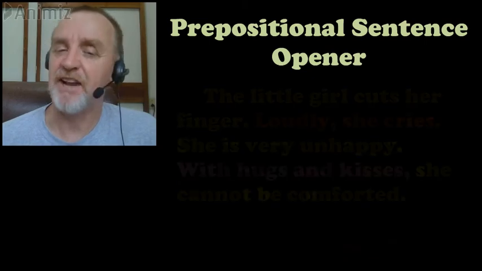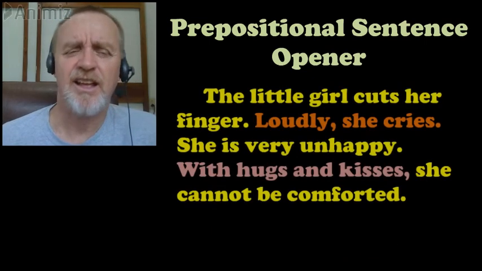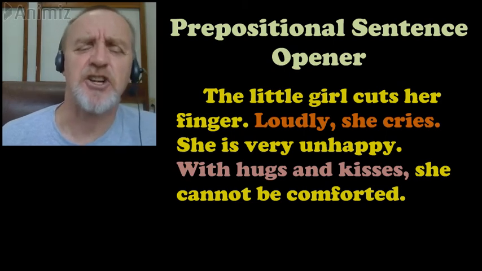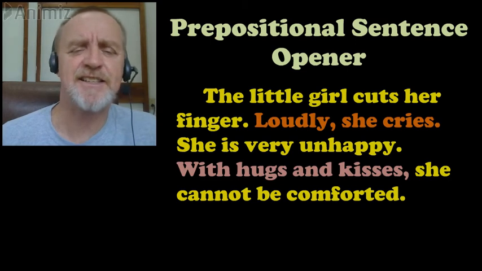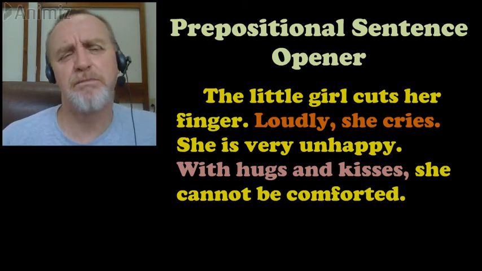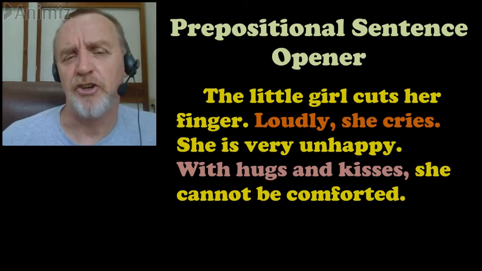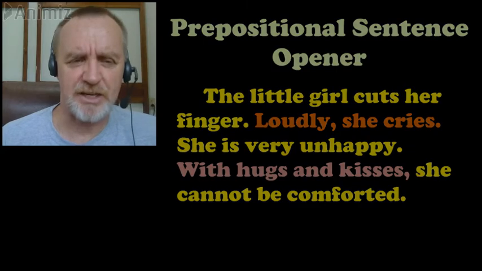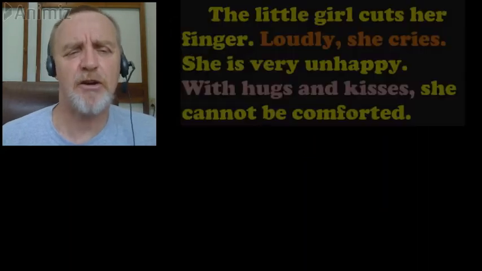The paragraph now reads as follows. The little girl cuts her finger. Loudly she cries. She is very unhappy. With hugs and kisses, she cannot be comforted. Which paragraph is better? The new paragraph or the original? Let's read them again. The new paragraph.